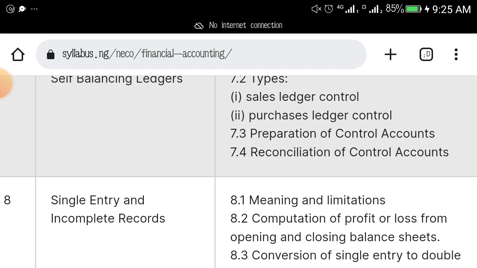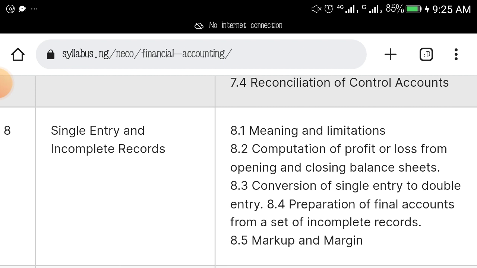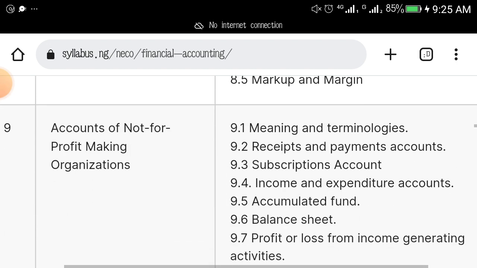Then we have single entry and incomplete records. Single entry, before we get to double entry, we need to read single entry and incomplete record, meaning and limitations, computation of profit and loss from open and closing balance sheet, conversion of single entry to double entry. How do you convert single entry account to double entry record? Preparation of final account from a set of incomplete record, markup and margins.